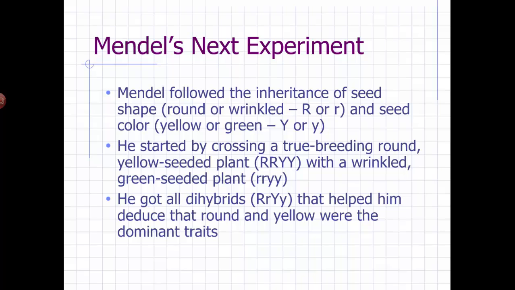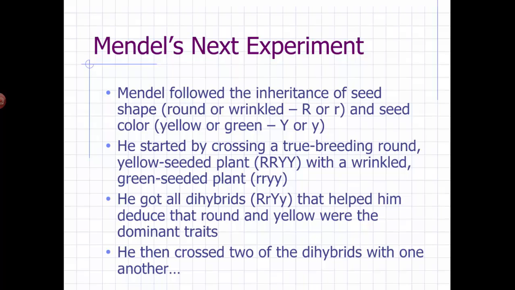Okay? And that was what allowed him to figure out that round was dominant and yellow was dominant because green and wrinkled disappeared. Remember, that was his way of telling which was dominant and which was recessive. If he took true breeding for each trait and he mixed them together, the trait that disappeared in the first generation, well, that was your recessive trait. So he was able to figure out that round was dominant and yellow was dominant by doing this first cross, two traits at the same time. Okay? Now he crossed the two dihybrids together. Okay? So 2 of the heterozygous plants are going to be crossed together.